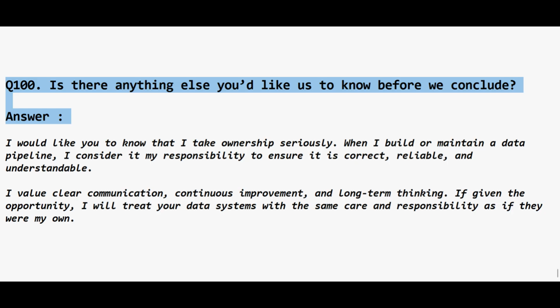Question 100. Is there anything else you'd like us to know before we conclude? Answer. I would like you to know that I take ownership seriously. When I build or maintain a data pipeline, I consider it my responsibility to ensure it is correct, reliable, and understandable. I value clear communication, continuous improvement, and long-term thinking. If given the opportunity, I will treat your data systems with the same care and responsibility as if they were my own.